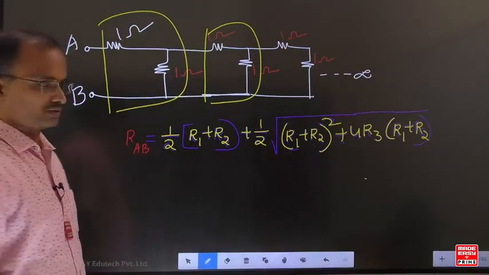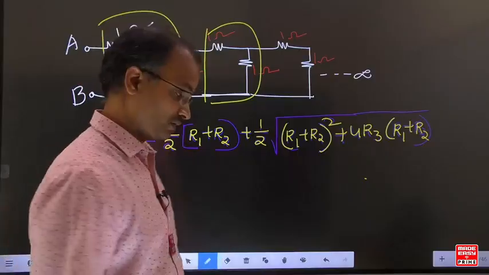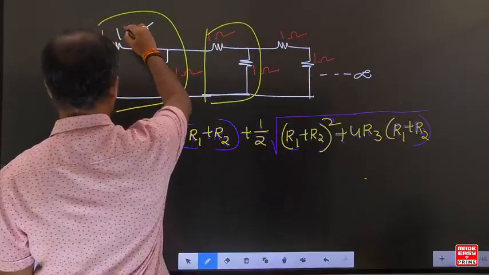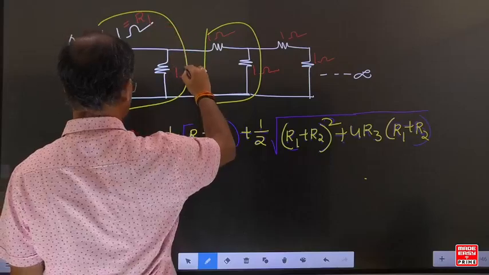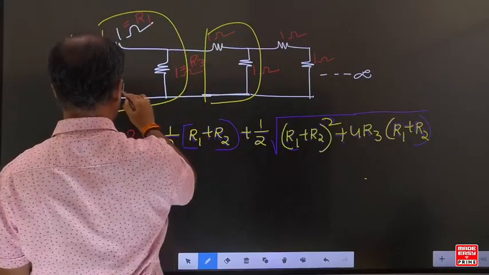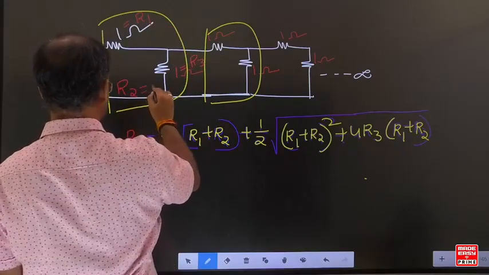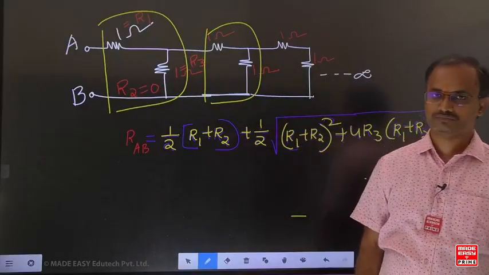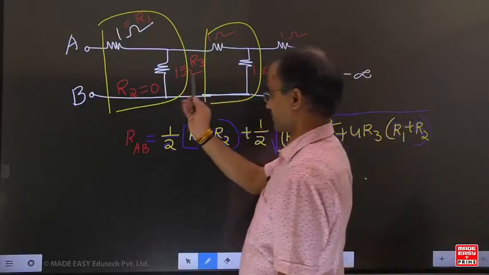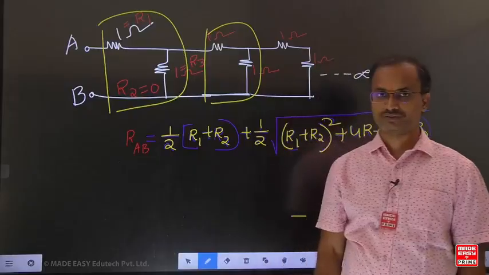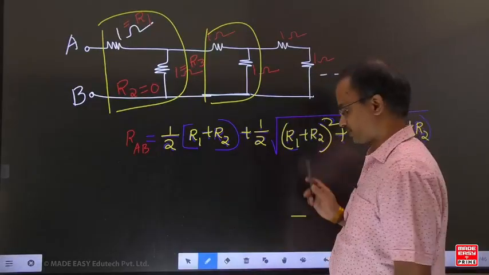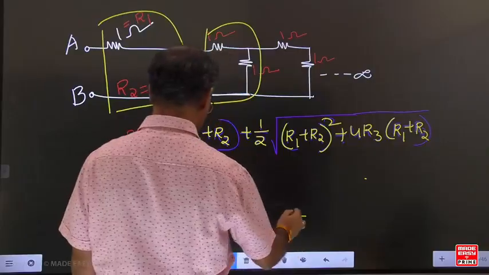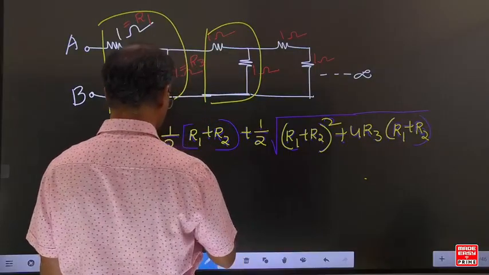Now I am going for this formula. But if you want to apply this formula, give the names very carefully. देखिए, in this example there is a R1, it is a R3, it is a R2. R2 equal to 0. R2 equal to कितना इधर? 0. Now can you substitute the respective values? The respective values put कर सकते हैं ना? Simplify करो.